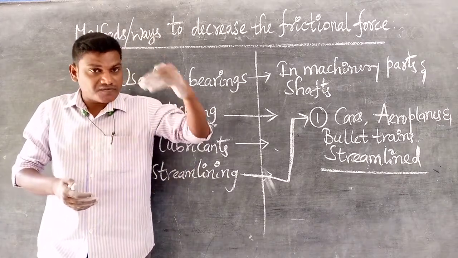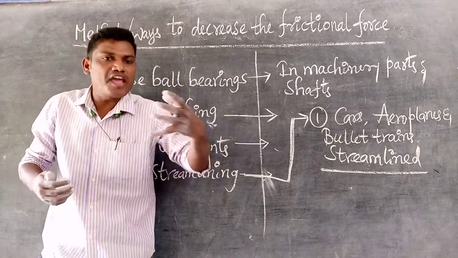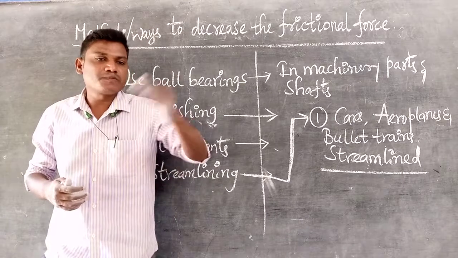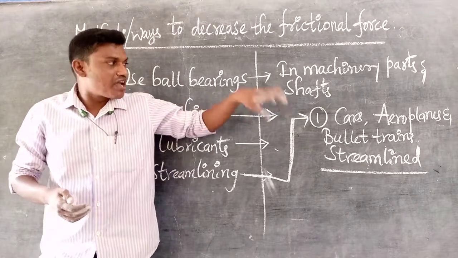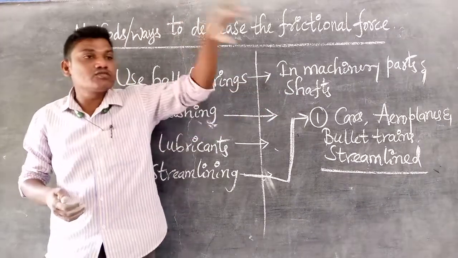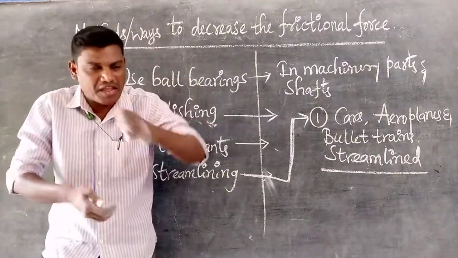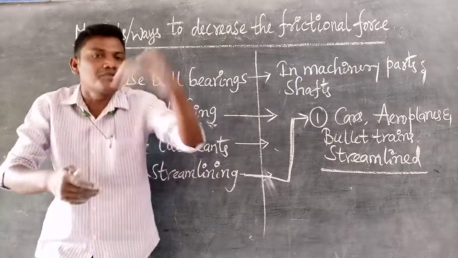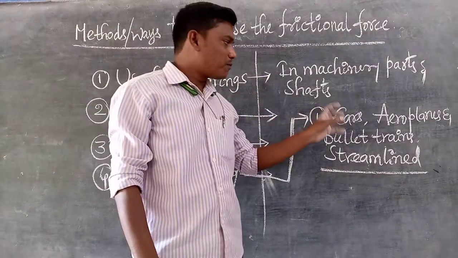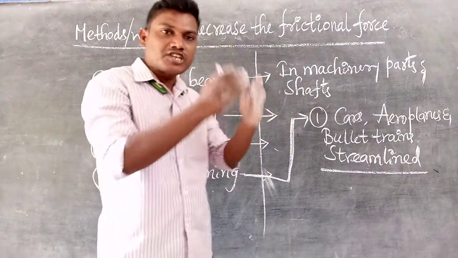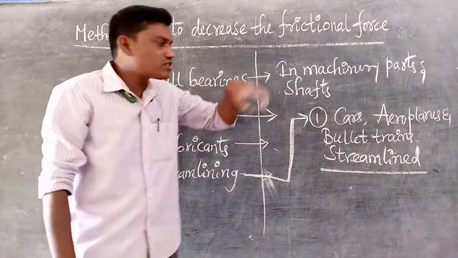If their surfaces or shapes are in the ordinary mode, what will happen? More air frictional force is acting. That's why their speeds will not reach that particular level. That's why the aeroplane, car and bullet trains achieve that much speed. To reduce the frictional force acting on it, their shapes are specially designed to reduce the air frictional force acting on them. So the cars, aeroplanes and bullet trains have shapes specially designed, called streamlined, to reduce the air frictional force acting on them.